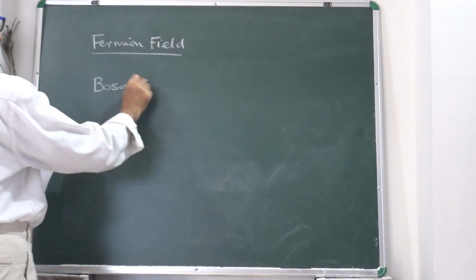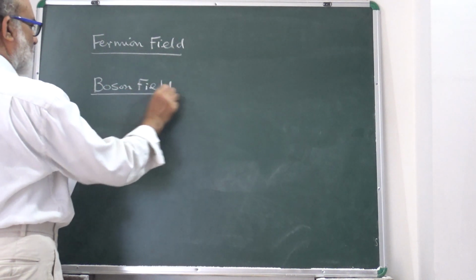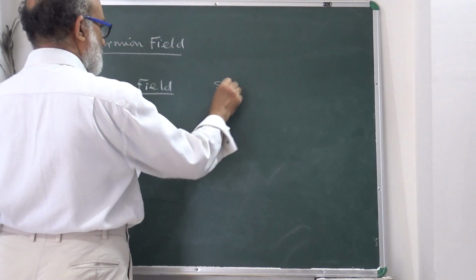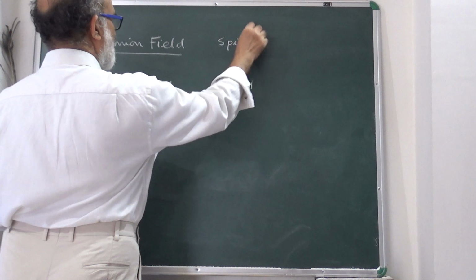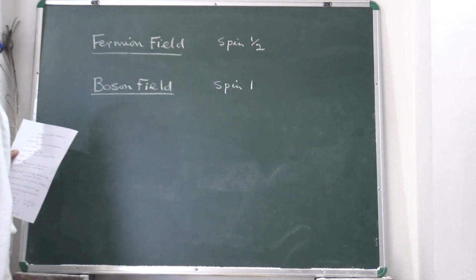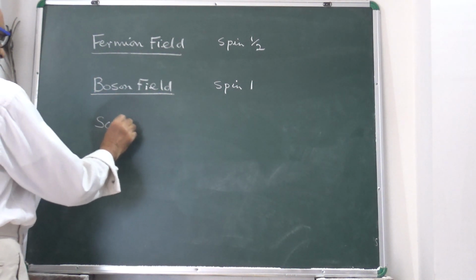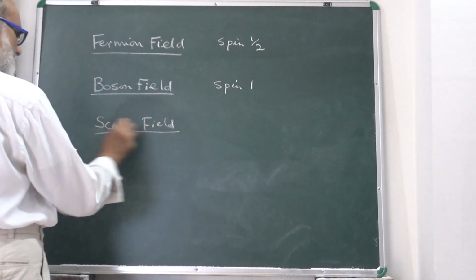Fields that are created by particles which follow Bose-Einstein statistics, having spin 1. These are having spin 1/2, this is a fermion field, and this is a boson field. Now we have scalar fields also, fields which have spin 0 particles.